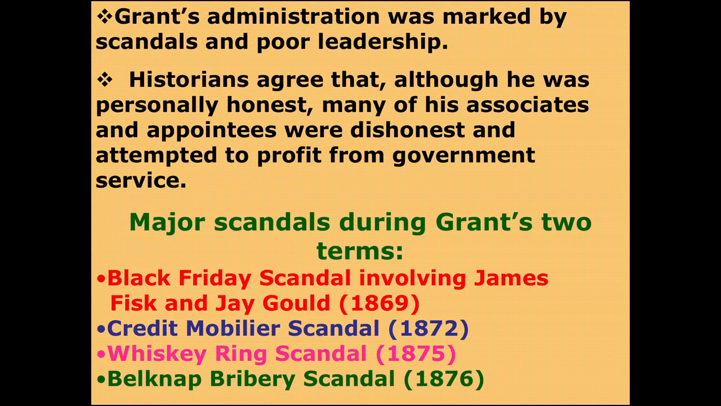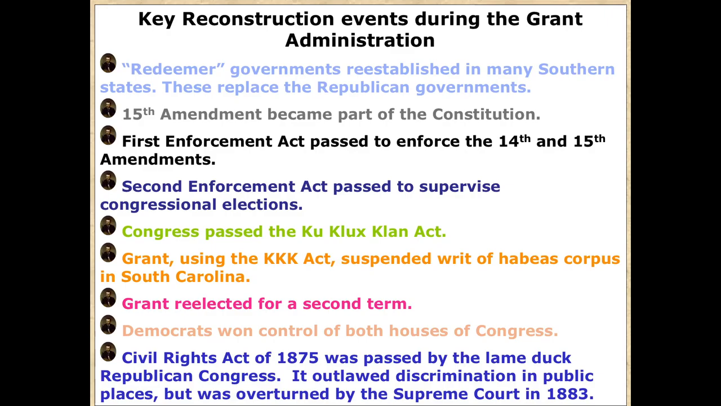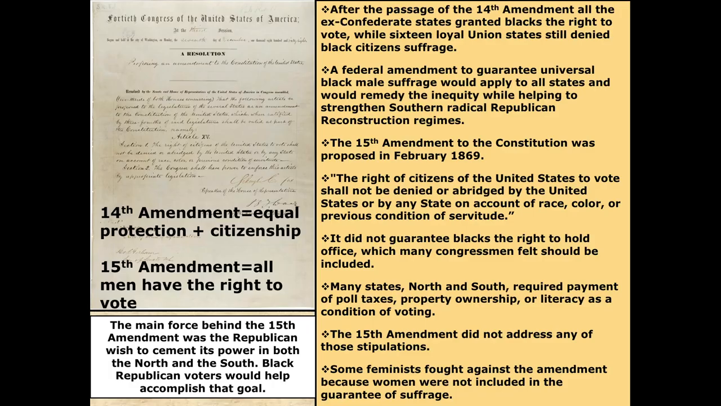So, Grant did do a couple of good things during his presidency, though. I mean, the 15th Amendment's passed. He tries to do the Enforcement Act. He tries to pass the KKK Act so that you're actively going after the KKK. He's elected to two terms. And in the second term, though, the Democrats won control of both houses of Congress, so there's gridlock and not much gets done in that second part. So it's kind of like Reconstruction is starting to lose its steam a bit. But the big victories, the passage of the 14th and 15th Amendments.